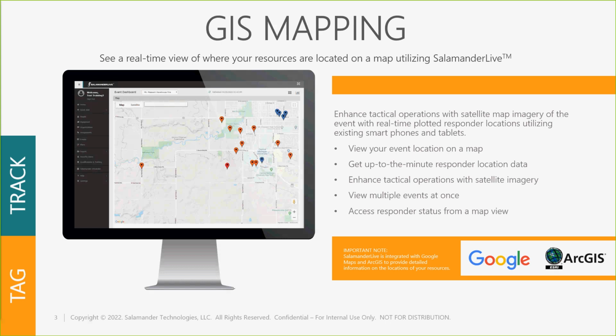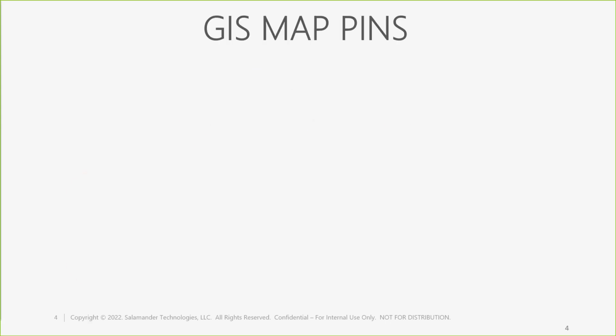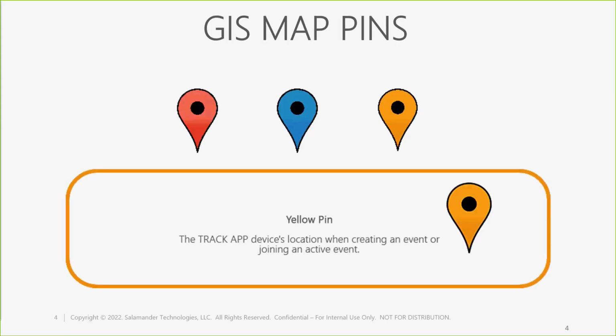Now, the Track app is one of 3 applications that pins on the GIS Map. Each application is going to be identified with a different colored pin. I'm just going to briefly go over this. We're not going to cover the 2 other pins as much, but I do want you to recognize that there are 3 colored pins that you may see if you're utilizing all 3 applications. Of course, because this is a Track app training, we'll first cover the Track app pin. The Track app pin is going to be yellow.